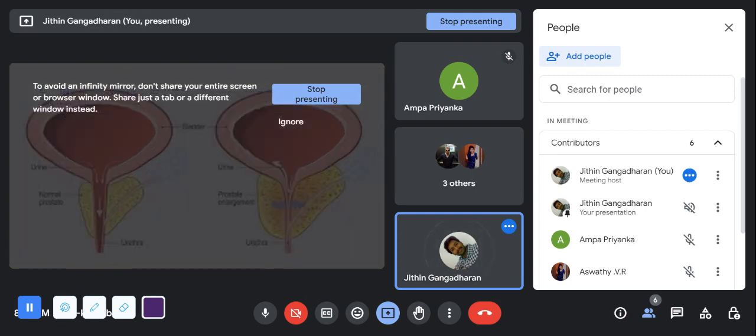Okay. So we were talking about benign prostate hyperplasia, right? So we'll be doing the TURP surgery, transurethral resection of the prostate. And what are the main signs and symptoms of this BPH? Since it is constricting the urethral opening, there is urinary retention.